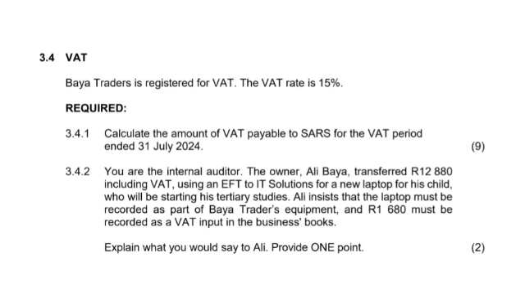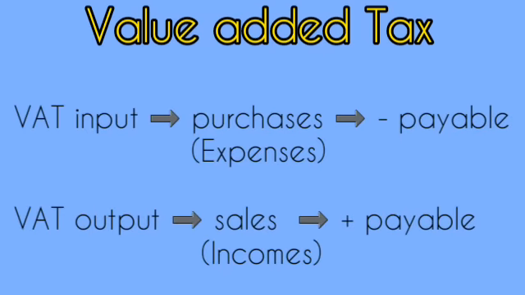Shifting gears, now we can move on to our VAT question. We have buyer traders who is registered for VAT. The VAT rate is 15%. The first question in 3.4.1 says calculate the amount of VAT payable to SARS for the period ended 31st July 2024.